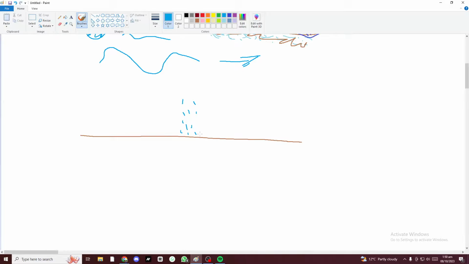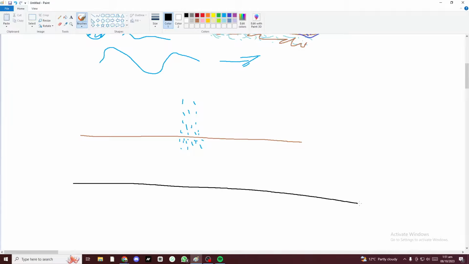So infiltration is when precipitation is absorbed into the soil. So let's say it rains, this water will interact with the soil and then it will infiltrate into the soil. Okay.